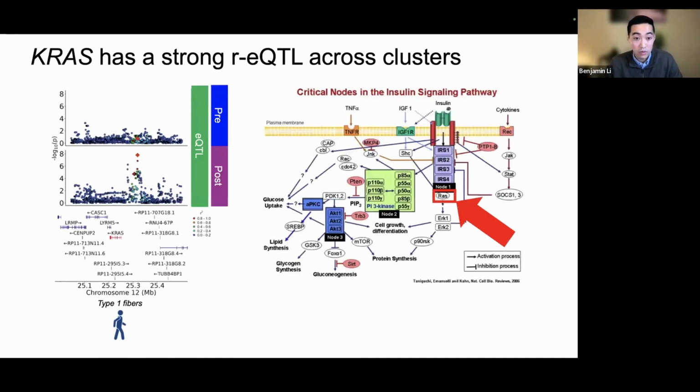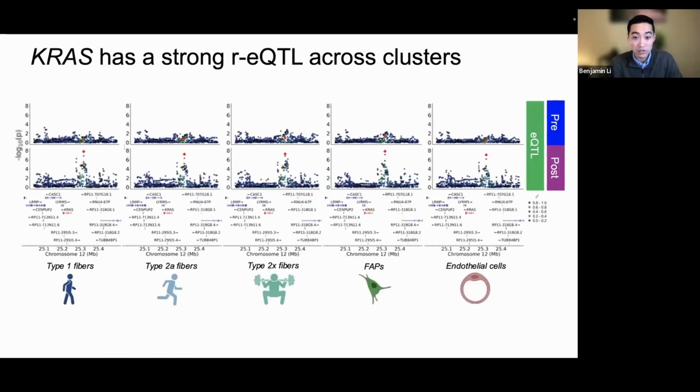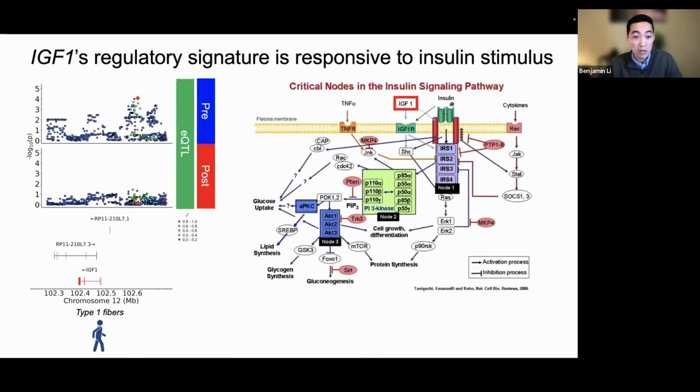So that was KRAS for our study. And again, KRAS is a gene that has a response EQTL that is seen in all 5 of these most abundant clusters. I'll show one more example from the insulin signaling pathway, and this is for the gene IGF-1. For type 1 fibers, you can see here the gene track for IGF-1, and it has an EQTL in the pre-context, but it does not have an EQTL in the post-context. So this regulatory signature is really responding to insulin stimulus, but in the opposite direction. It's quote unquote disappearing, but we still term this a response EQTL.